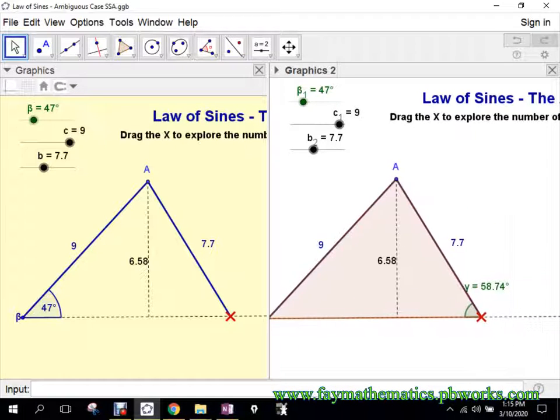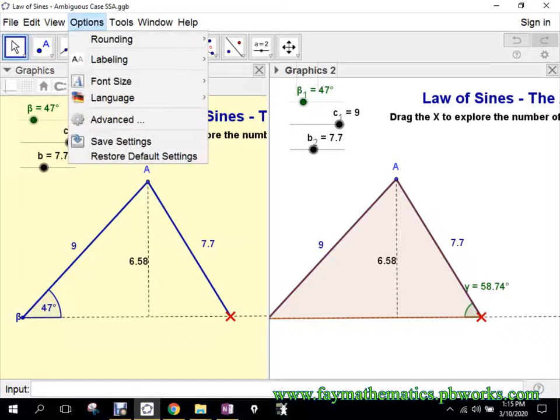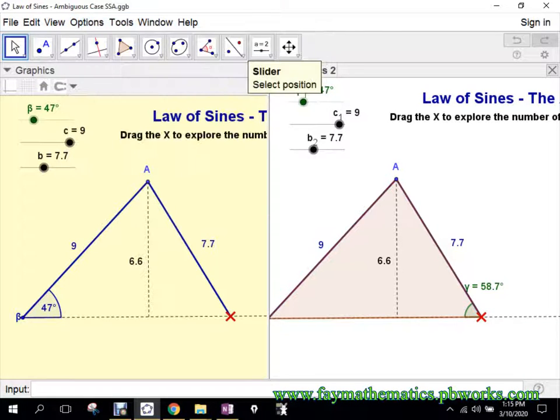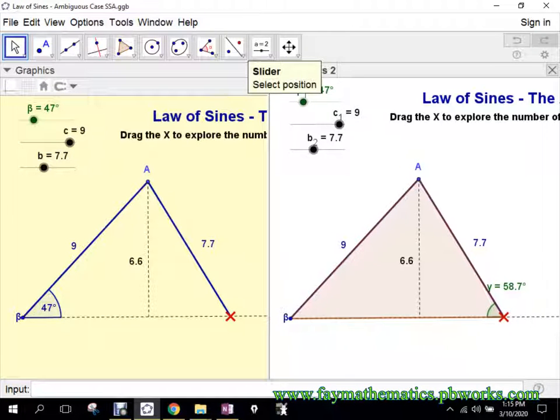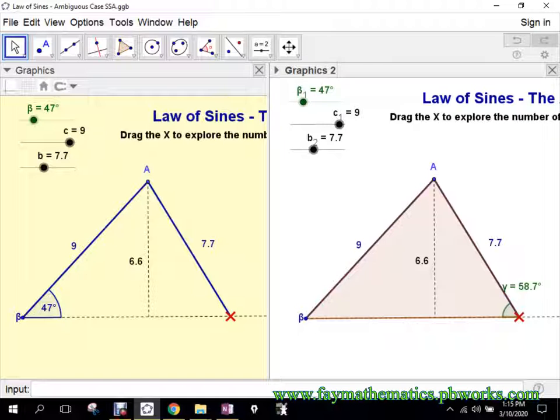Okay? Just kind of help me out here, take 180 minus 58.74. And actually just go one decimal place. We'll change the rounding here to 121.3? Okay. Remember that number.